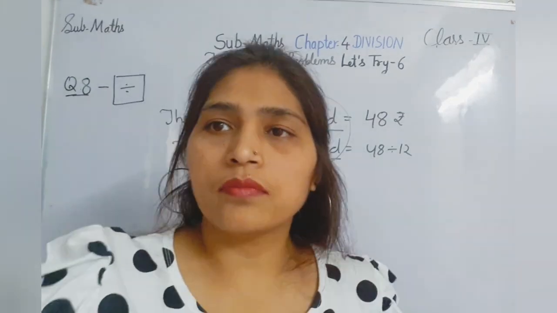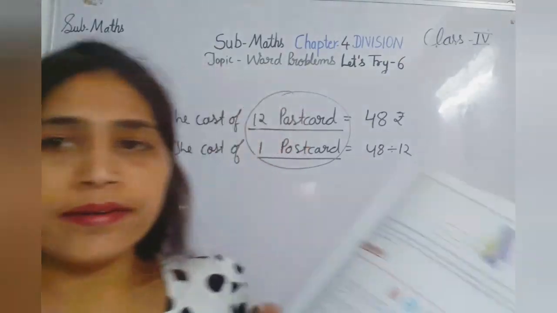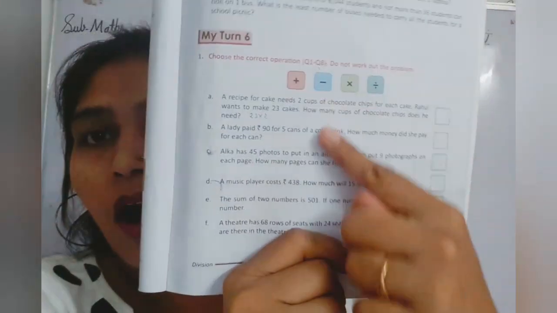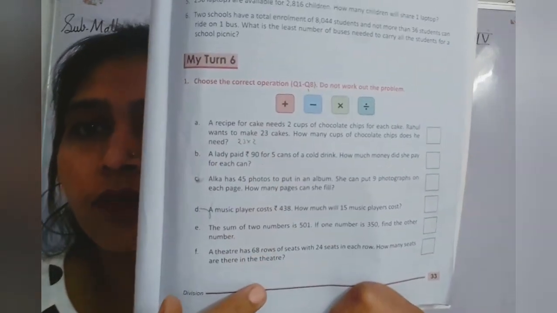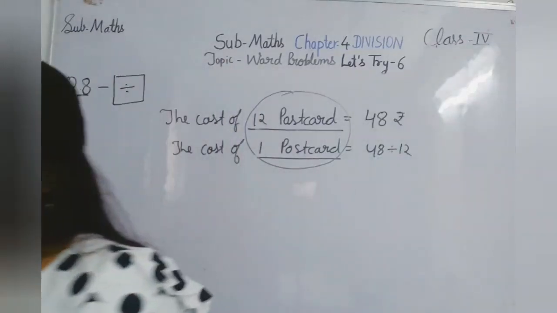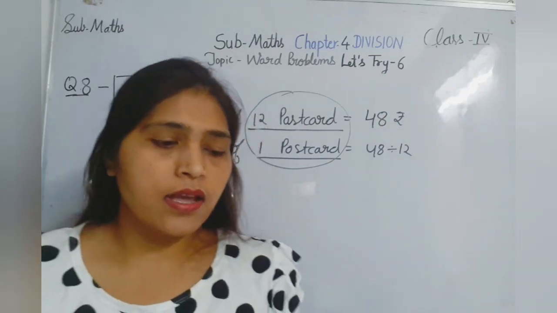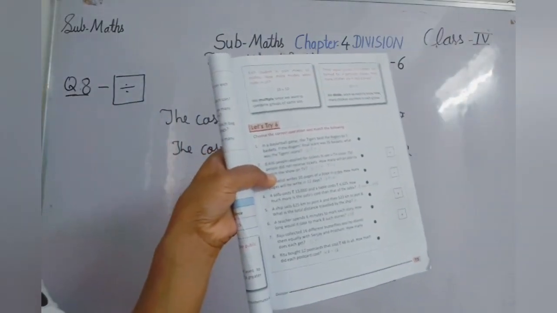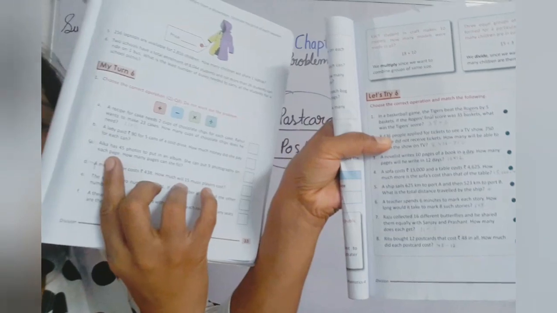Yes. So the same type of problem you have in the practice book also. Practice book, My Turn 6. The same thing you have to do here. So this one you have to do on your own. Okay, if you are still facing any problem, please let me know. I will solve it during the doubt session. Okay, so this is the homework for you all. For today's homework, let's try 6 and My Turn 6. I have explained Let's Try 6 on the board, and My Turn 6 you have to do on your own. Both are the same question. See here, the same thing you have to do here.